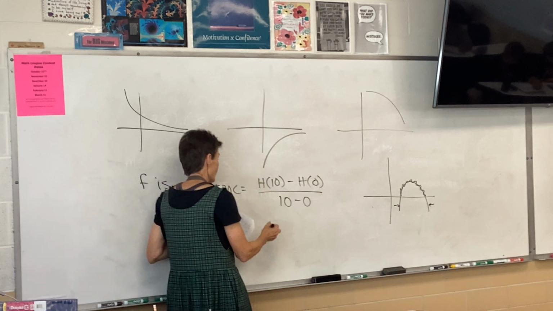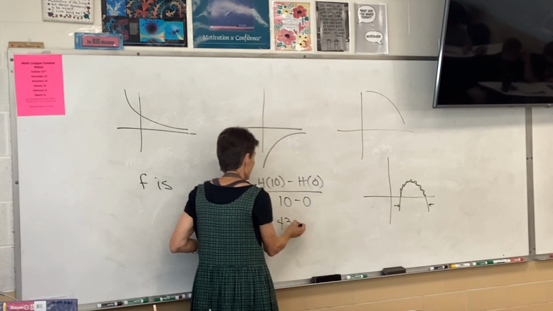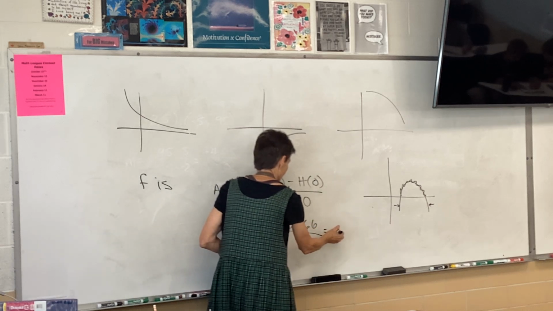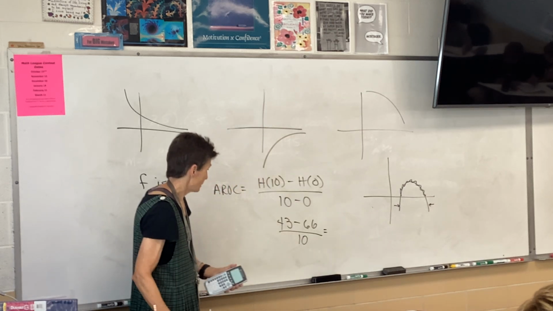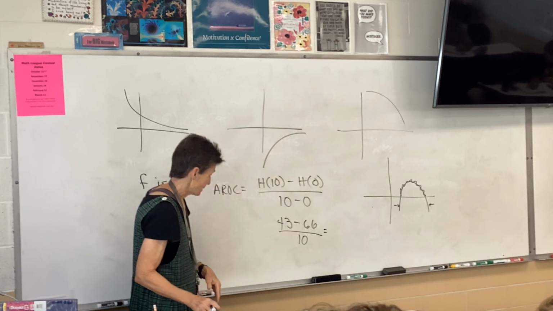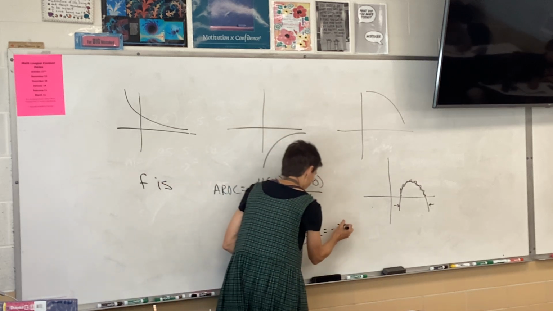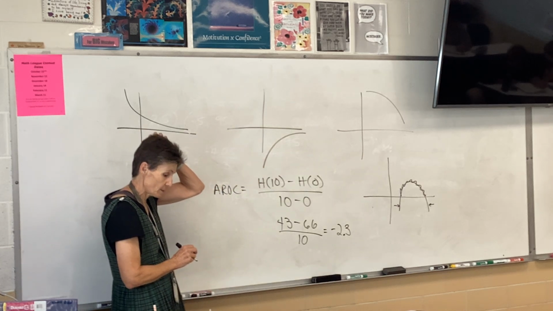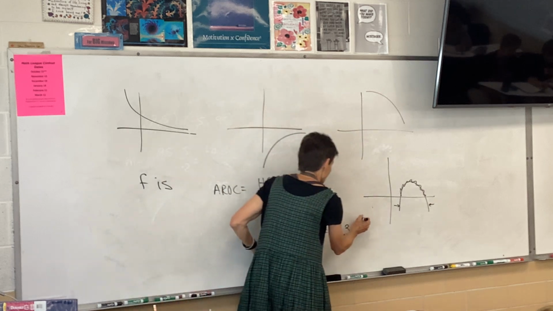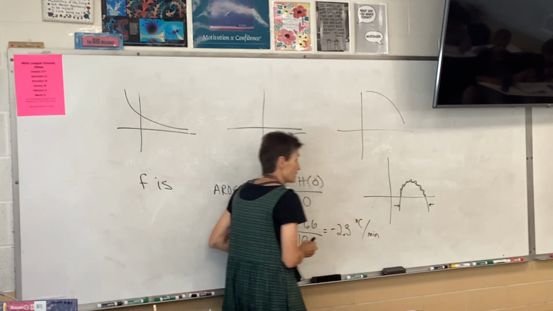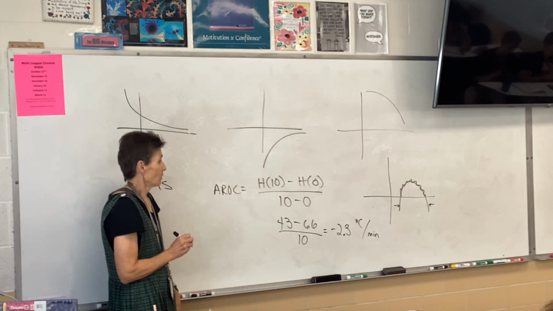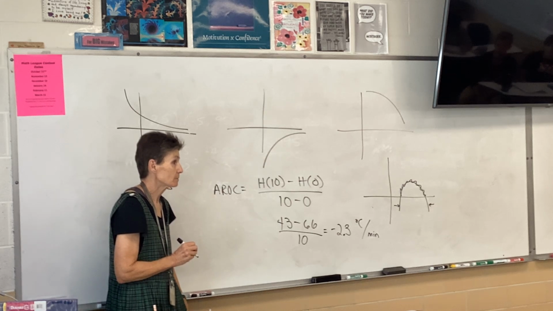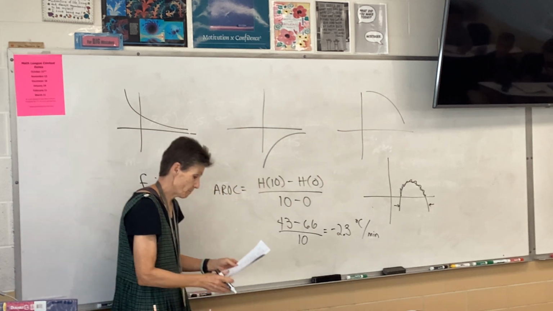What's H of 10? 43. H of 0 is 66. Negative 2.3. All right, let's put a unit on it. What would the unit be? Negative 2.3 degrees Celsius per minute. Why is it negative? Because the temperature is cooling off. It's going down.